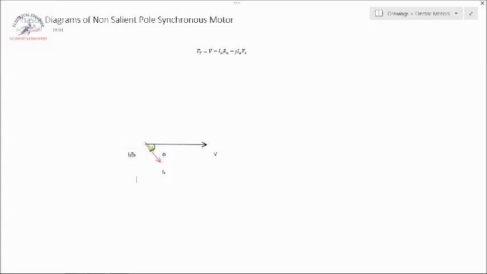From there we can shift the vectors wherever we want as per our convenience. Now from V vector I want to subtract IaRa. If I shift this vector IaRa directly to the end point of vector V, then I am adding it, I am not subtracting it. So to subtract this, what shall I do? I have to draw the vector IaRa in the opposite direction of the original vector. So I am drawing it in the opposite direction now.